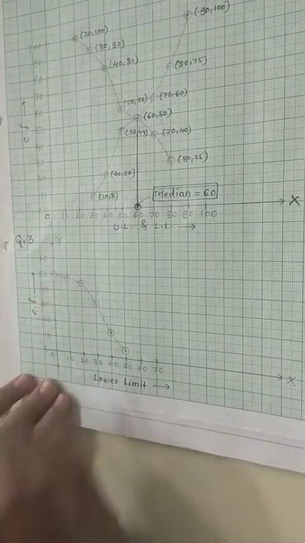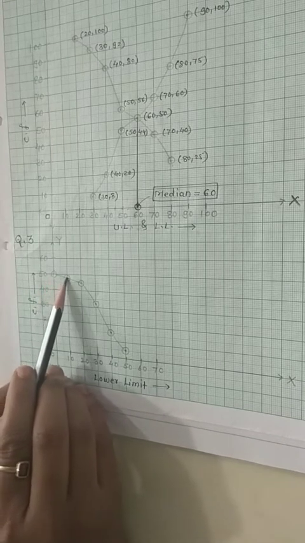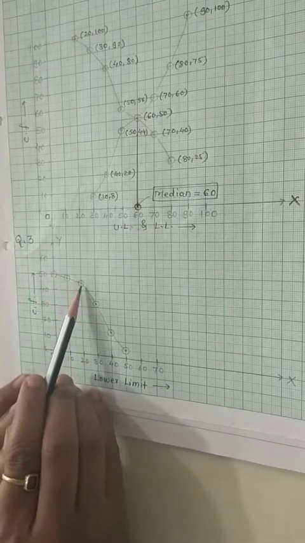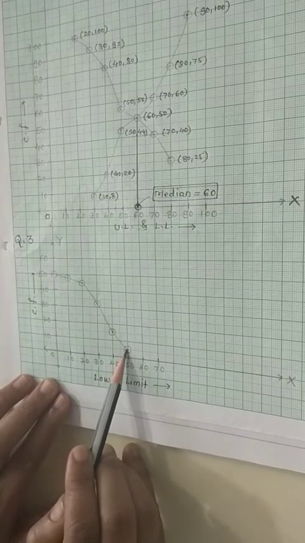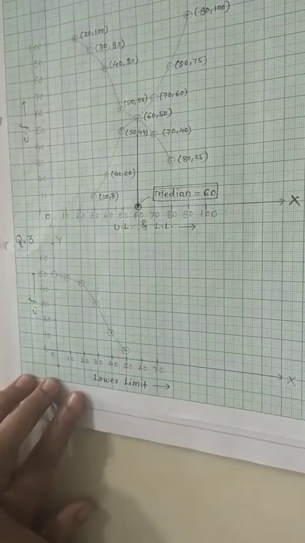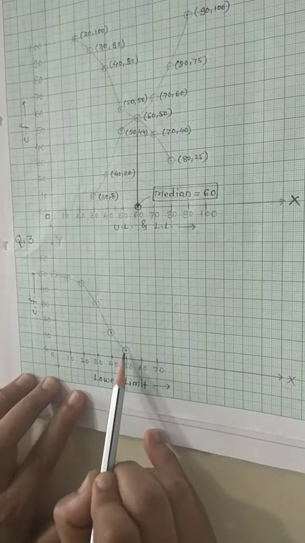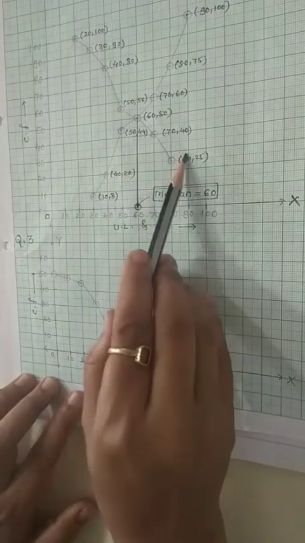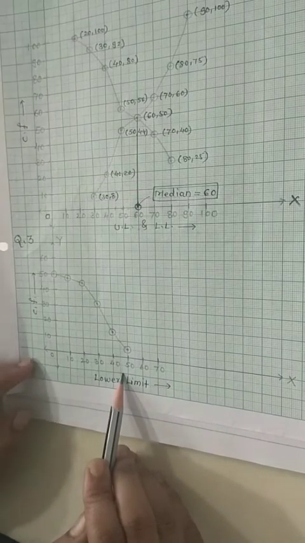Now after plotting those points on the graph paper, we will get the more than cumulative frequency curve, that is the more than type ogive, which is cumulated downward. You have to write the coordinates in front of each point here like this, and this is your cumulative frequency curve of more than type.